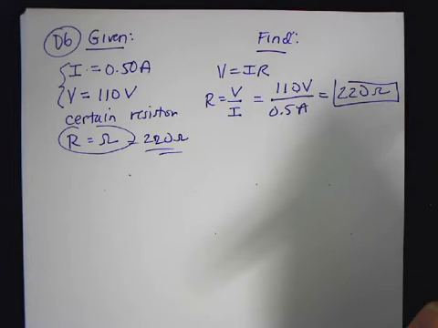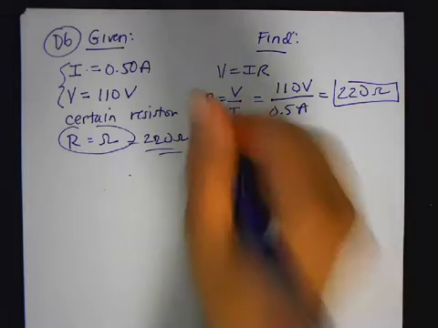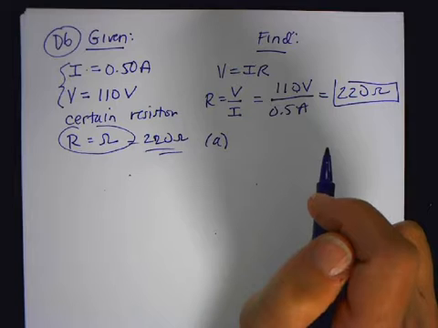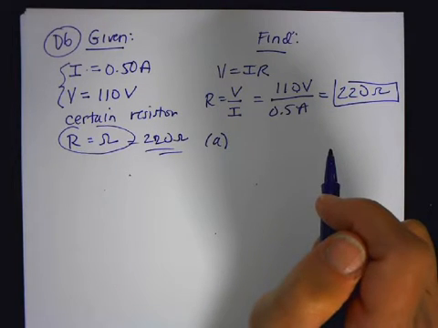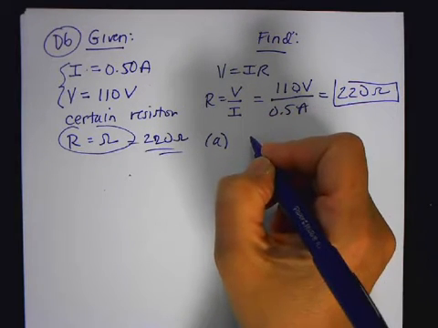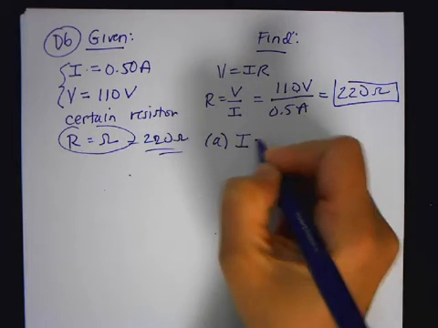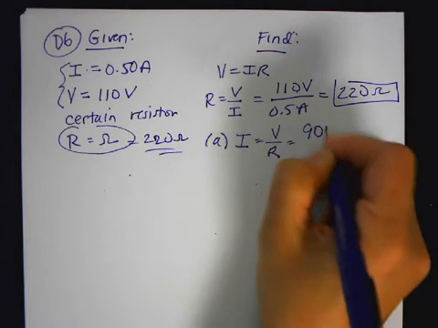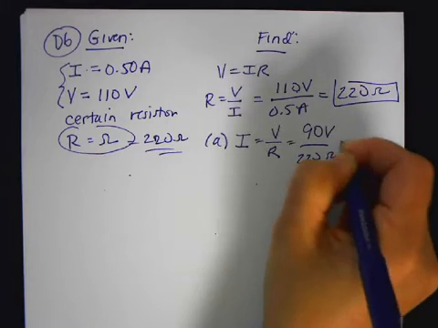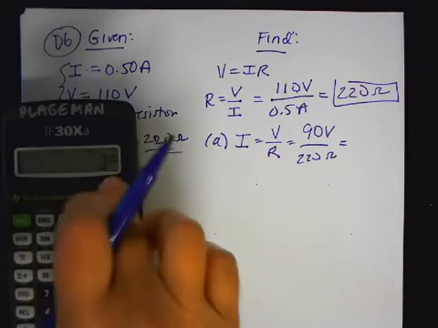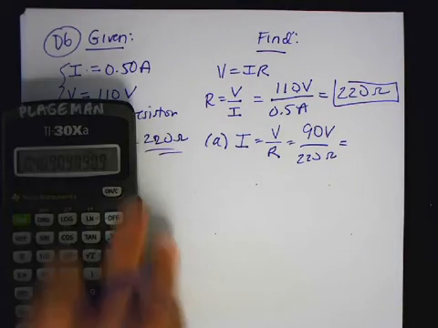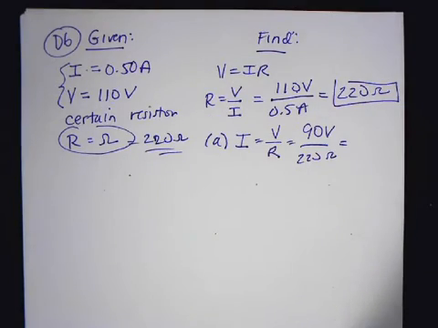All right. Then for part A, now that we found R, it says now it's changed to a potential difference of 90 volts. So now I'm going to use Ohm's law again, and I want to find the current. So I is equal to V over R. So it's equal to 90 volts over 220 ohms. So 90 divided by 220 is equal to 0.41.